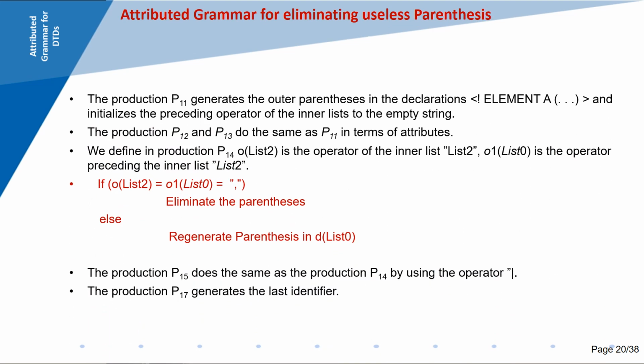The production P11 generates the outer parenthesis in the declaration of an element and initializes the preceding operator of the inner list to the empty string. The productions P12 and P13 do the same as the production P11 in terms of attributes. We define in the production P14, O list 2 as the operator of the inner list list 2, and O1 list 0 as the operator preceding the inner list list 2. If O list 2 is equal to O1 list 0, we eliminate the parenthesis in D list 0, otherwise we regenerate the parenthesis in D list 0.